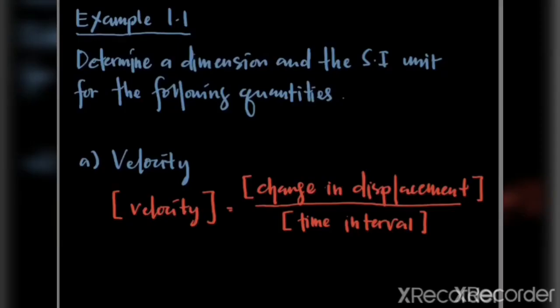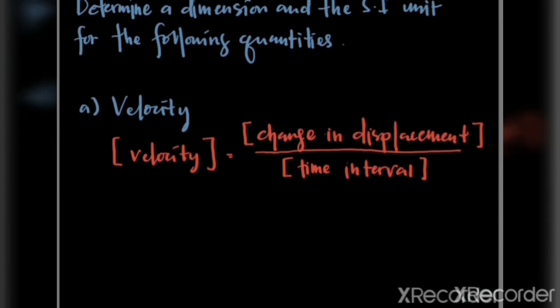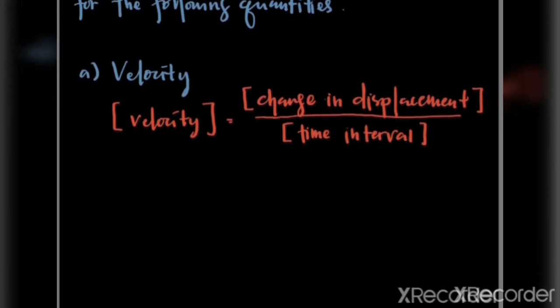Refer to example 1.1. You have to determine the dimension and the SI unit for the following quantities. First, refer to question A, where the quantity is velocity. First of all, you have to know the definition of velocity. If you recall your previous lesson, velocity is defined as change in displacement divided by time interval.